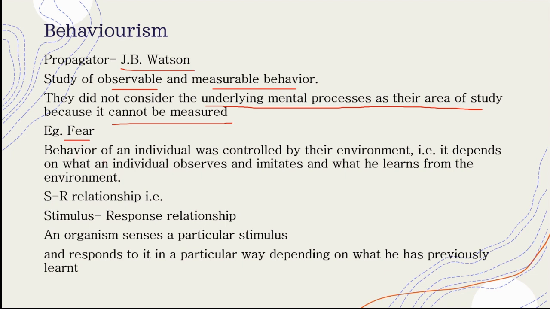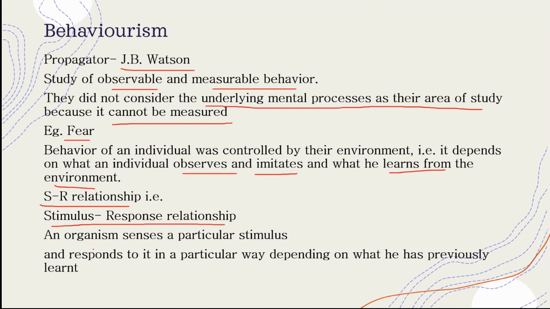So they said that behavior of an individual was controlled by the environment, and it depends on what the individual observes, imitates, and what he learns from the environment. According to them, what was measurable was the behavior that was observable, and this observable behavior occurred because humans imitate or learn from their environment or from their experiences. They spoke of the S-R relationship, or the stimulus-response relationship.